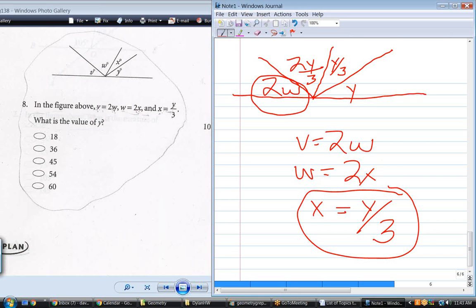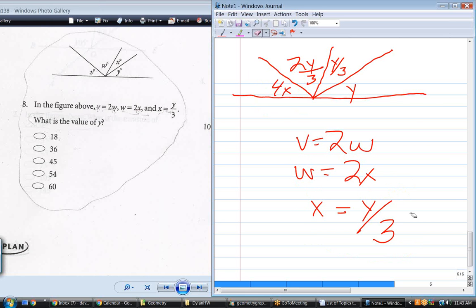Well, w is 2x, so 2w, for starters, I could label as 4x. Yeah, because you're just multiplying them. Right. Now how do I turn it into y? To turn it into y, what's x equal to from down below? x is equal to y over 3. What's 4 of them equal to?